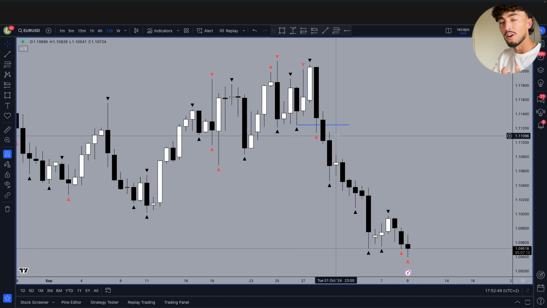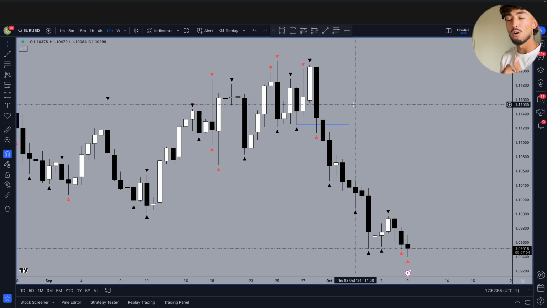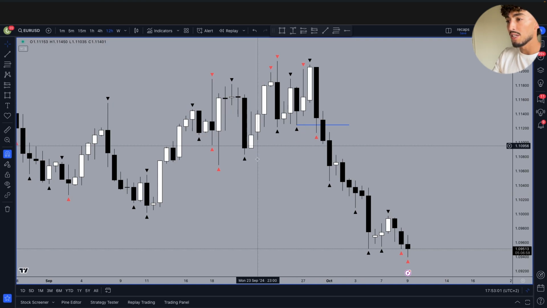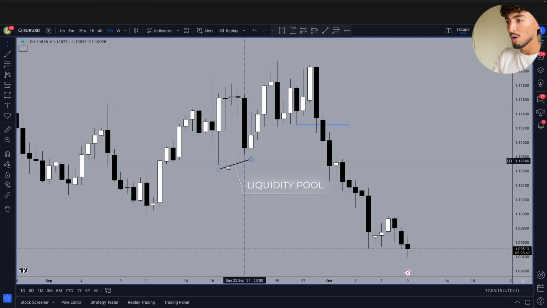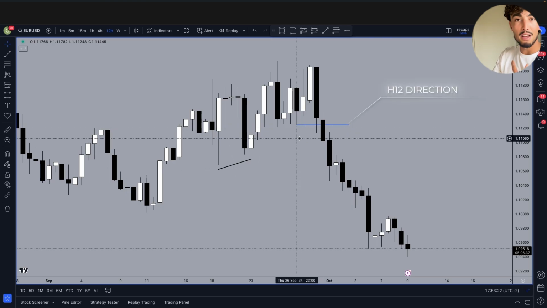So at this point, direction is clear for me. So H12 breaking down. And now I'm looking at the draw on H12. And the draw on H12 can either be an order block, a fair value gap, or a swing point in the form of liquidity. As you can see here, we have a liquidity pool here, a swing low and a swing low. So loads of liquidity is resting below. So now I have an H12 direction and I have an H12 draw.